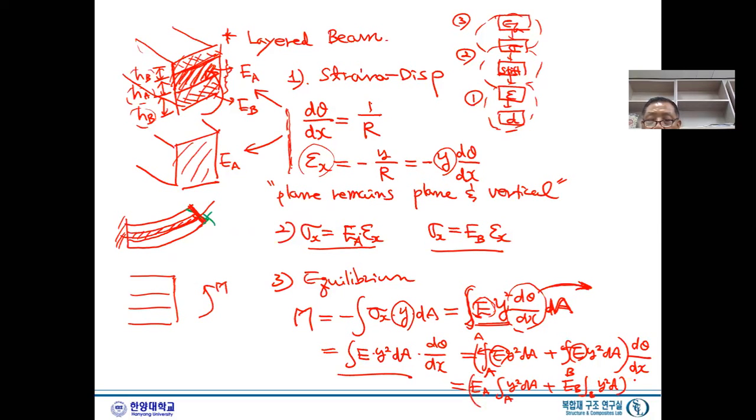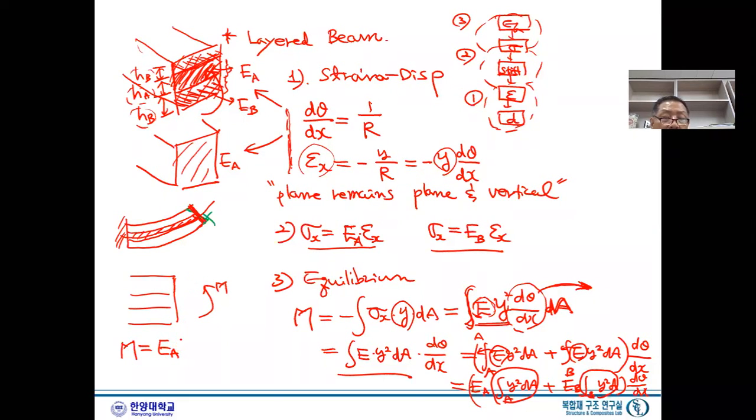And then d theta dx. Okay, so this is the one I would like to emphasize. I will rewrite again here. The moment we apply will be simply EA. Now, what is this? This is the moment of inertia of the area A. And what is this? This is the moment of inertia for this area B.